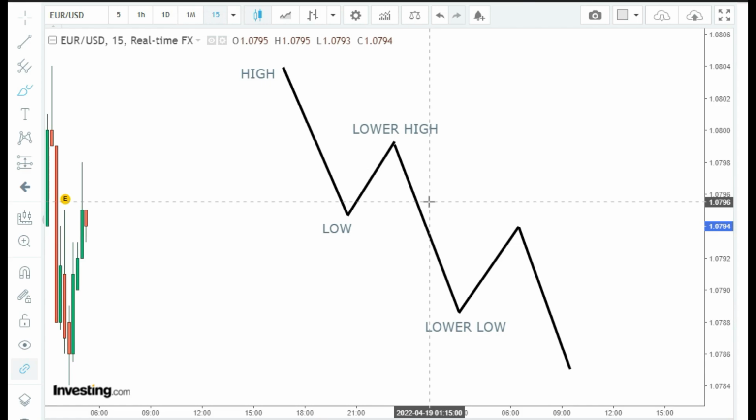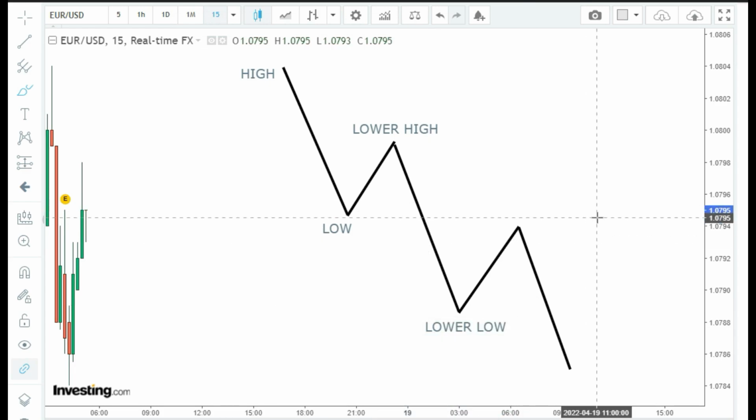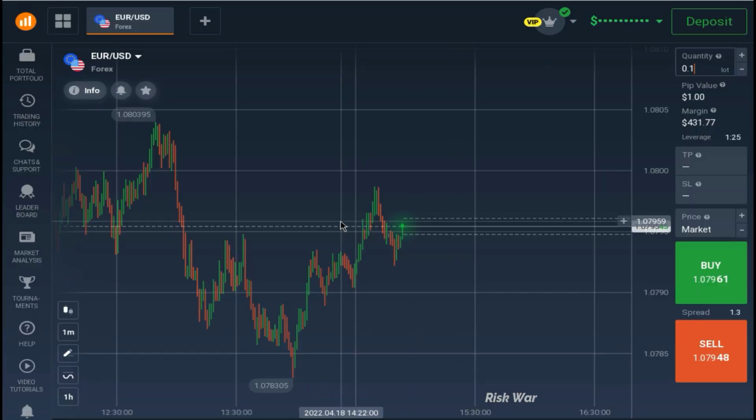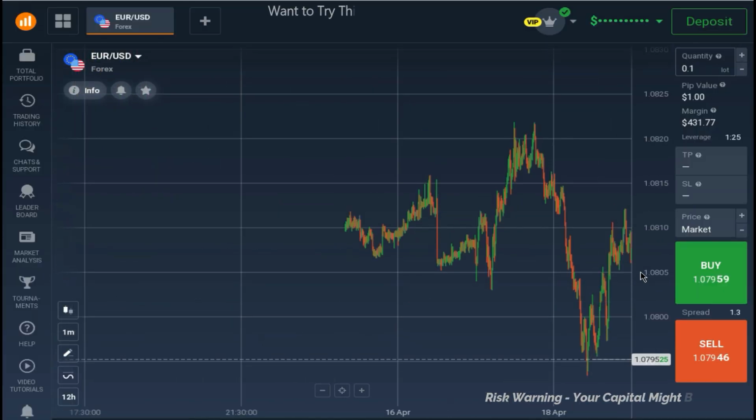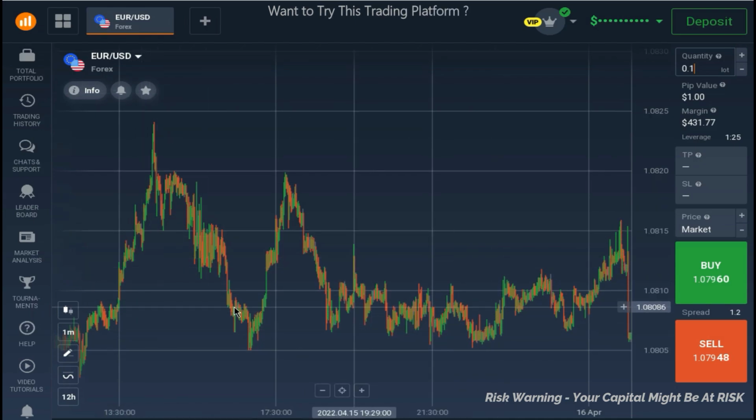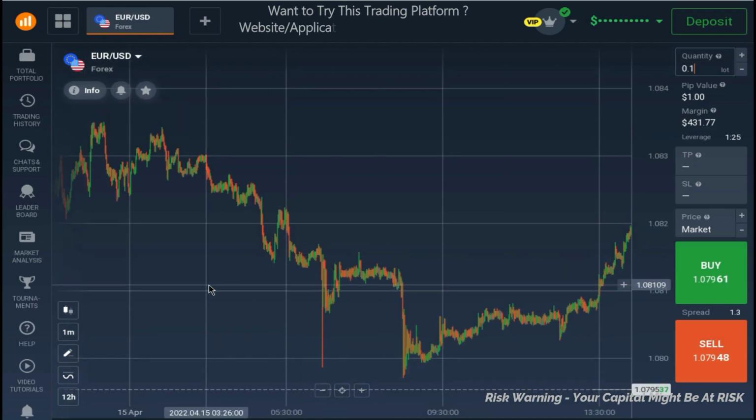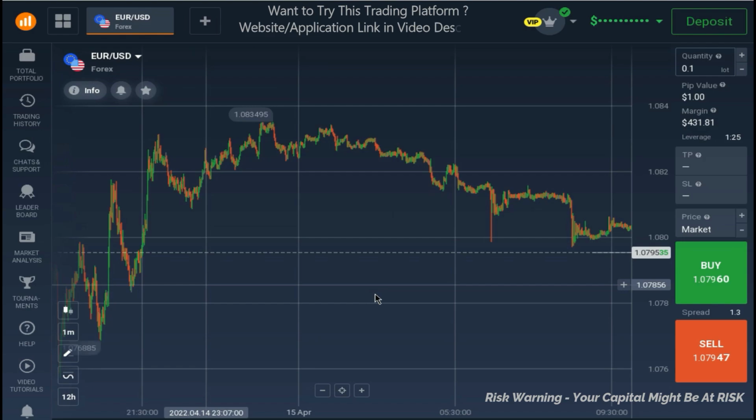Now we are going to use the same technique on the live chart to find and to understand if market is moving in the trend or not. So let's get going. So as you can see, we are on the live chart.